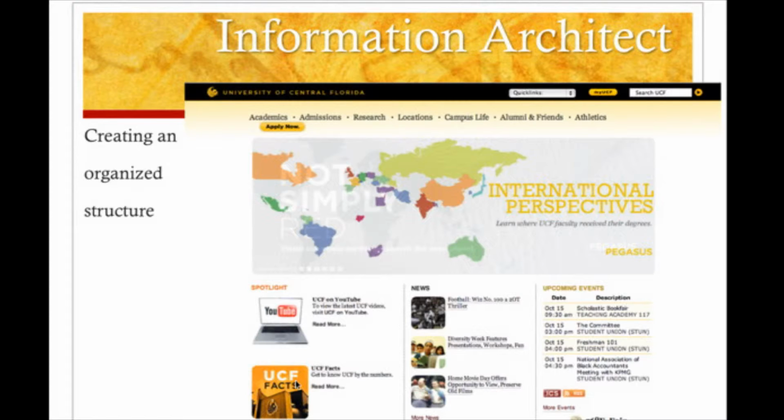And then for information architecture, we want to make sure we're creating an organized structure. I took an example here from UCF. I really like how the layout of the website is. The information is separated accordingly. They have relevant information on the front page, such as UCF facts, and it doesn't look crowded at all. It has a good organized structure. It's pleasing to the eye, and it's also very readable.